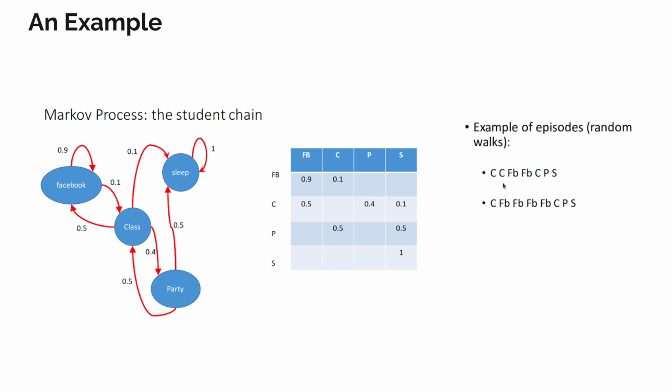Yeah, so let's assume that this C is redundant. So the sequence is C, FB, FB, C, P, S. What reward are you going to get? We start from C to FB, where the reward is 0, plus gamma into the reward from Facebook to Facebook, plus gamma squared into Facebook to C, plus C to P with gamma cubed, plus gamma to the power 4 into P to S. You calculate like this, please.